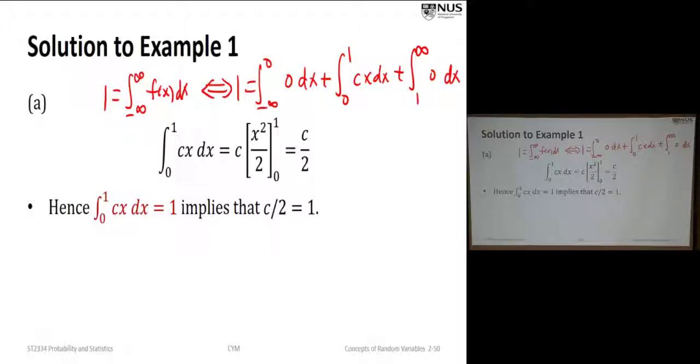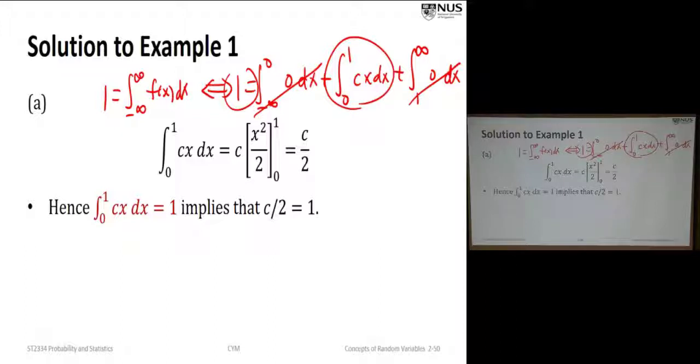It seems stupid to write so many terms, but I'm getting into the habit of doing it. So this one, the integrand is 0, so this is 0. The integrand here is 0, so it's 0. So we're left with this one. In other words, the equation is 1 equal to this one, with c as an unknown. We try to solve for c.